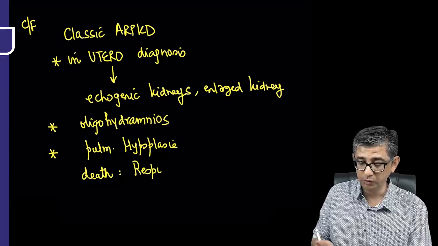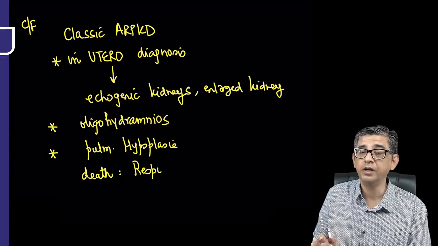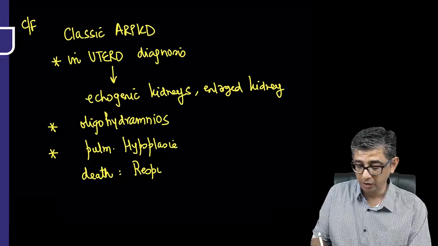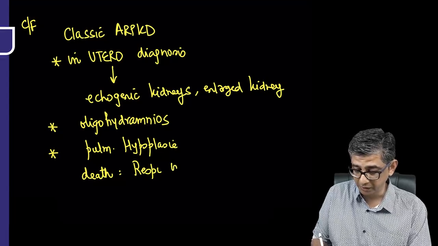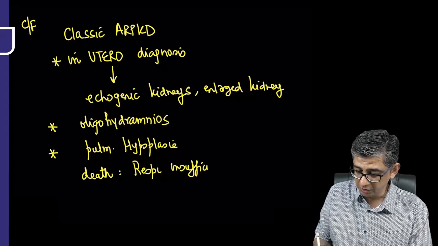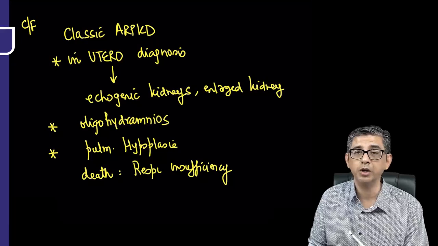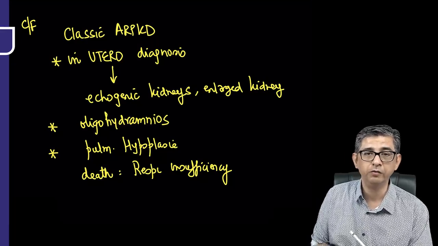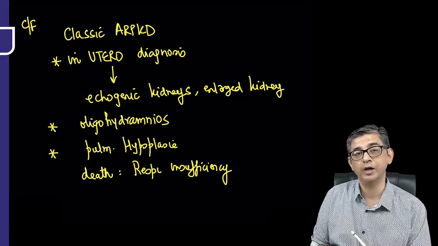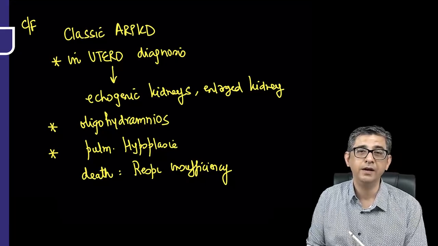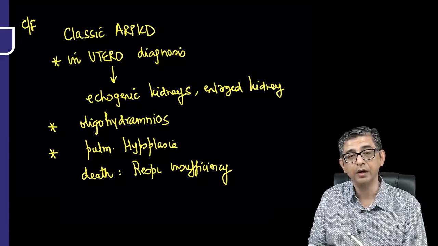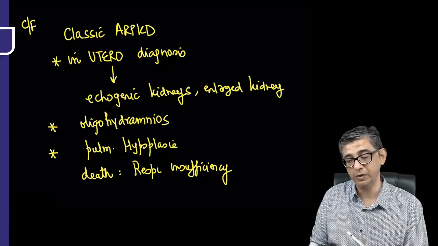Similarly here, though the kidneys are failing, don't answer renal failure in the ARPKD variety. Your answer would be respiratory insufficiency, which is one of the important reasons for death in these patients. I repeat once again, in the autosomal dominant variety, don't answer renal failure. It is hypertension related complications. In the AR variety, it is shockingly respiratory insufficiency, which is to be answered.